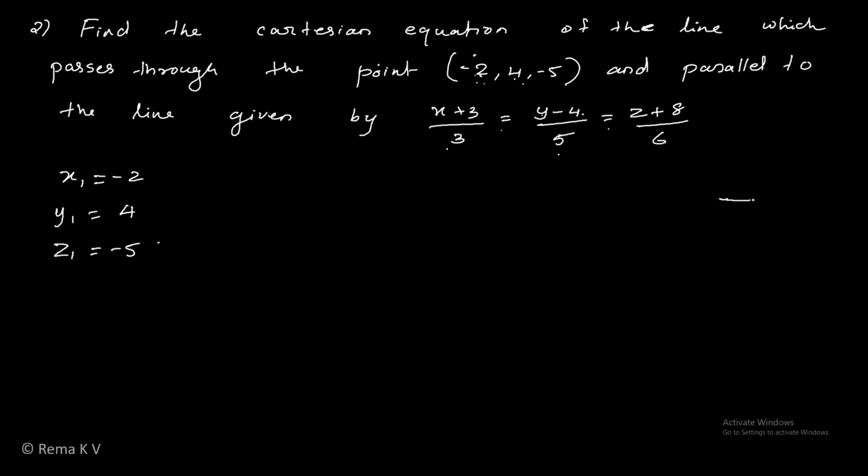Now to write the equation of the line, we need the direction ratios. Now listen, here you have to write the equation of this line L, and given that this line passes through a point -2, 4, -5, so we wrote it as x1, y1, z1. Now it is given that this line is parallel to another line. Let us consider this as M.